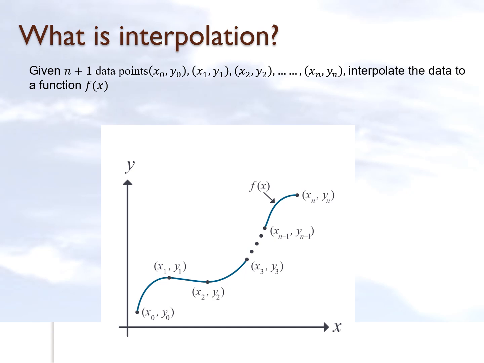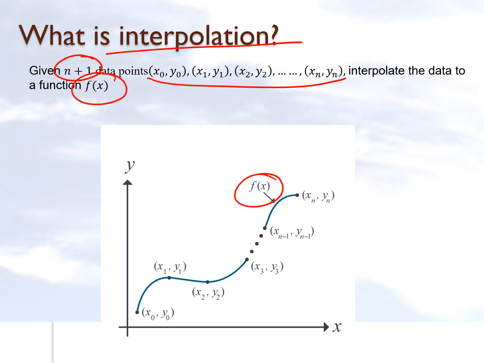So what is interpolation? Interpolation is basically that you have n plus 1 data points given to you, and these are the n plus 1 data points. What you want to do is make a function f of x go through all of these n plus 1 points.